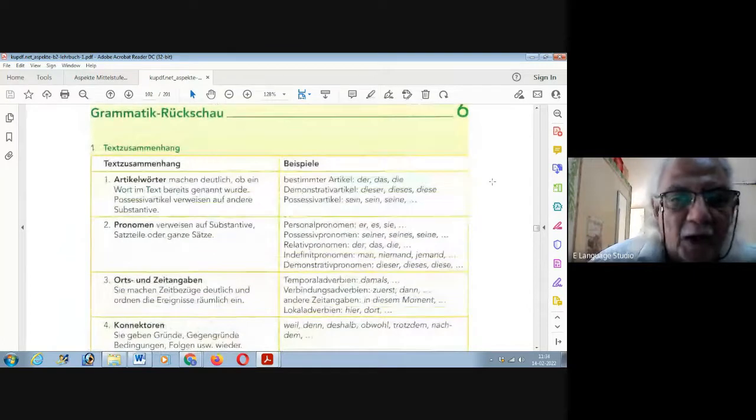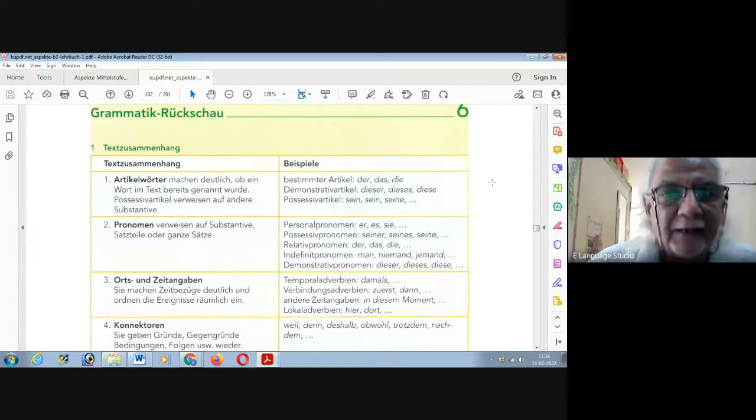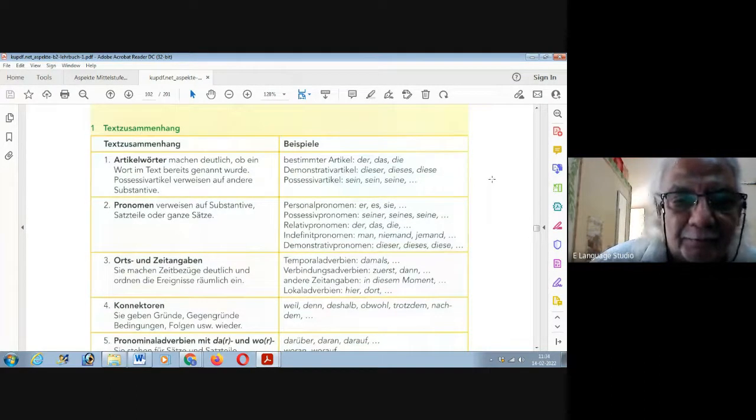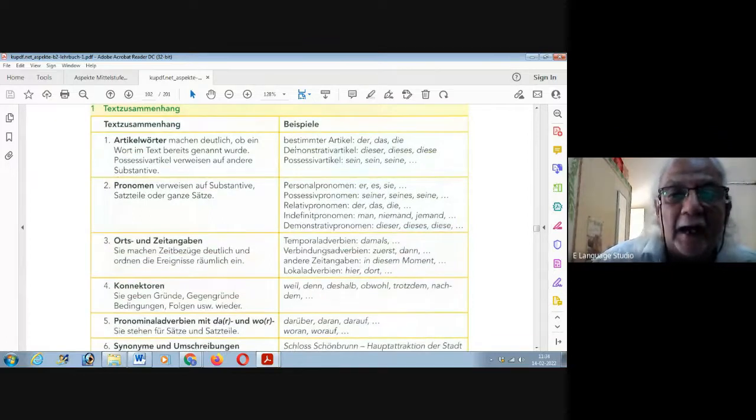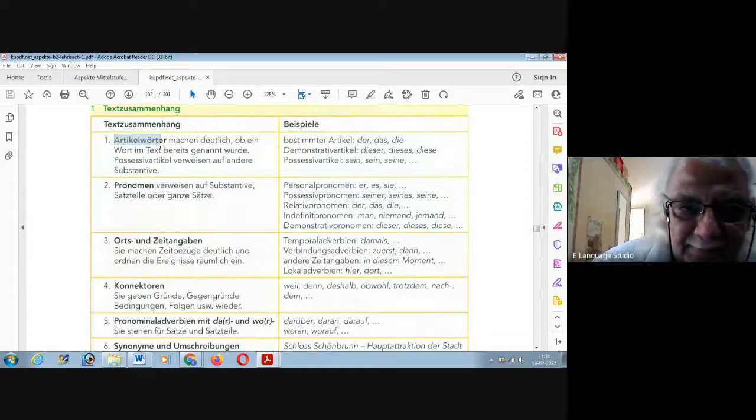So how do you connect words? How do you connect texts? How do you connect sentences? How do you connect paragraphs? How do you connect your thoughts together? Welche Wörter brauchen wir oder werden gebraucht, if I take the passive? Artikelwörter. Don't forget these.